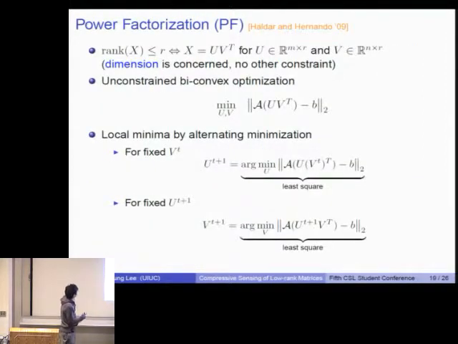The third one is power factorization, proposed by Justin Haldar and Diego Hernando at UIUC. They interpreted the rank condition by matrix factorization. Here there is no constraint but the dimension. Only the dimension is concerned, where U is n by r and V is n by r. By this factorization, X already satisfies the rank constraint. Then the problem is reduced to unconstrained nonconvex optimization, and they use alternating minimization to get a local minimum. It's a very efficient algorithm.